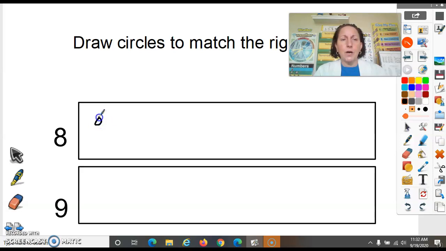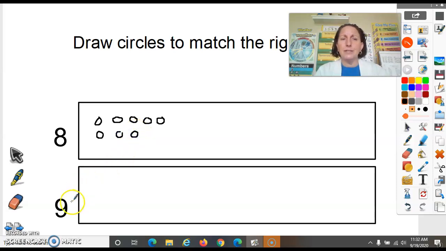So I'm going to draw, and it says draw circles. So I'm going to draw 8 circles. And I always like to put mine in a row like I would be putting them on a 10 frame. It's just easier for me to look at and it's easier for me to keep track of. So I know that 5 fit at the top, and then I'm going to say 6, 7, 8.